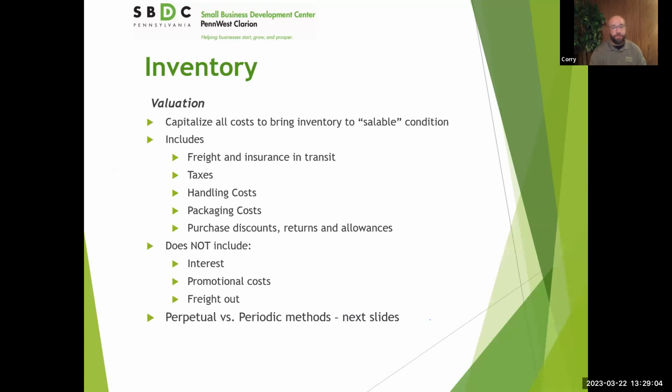So how do you value inventory? Now, this is different for someone that might be a manufacturer versus someone that is solely a retailer. Okay, but some items that go into valuing the cost of your inventory would include freight and insurance that's involved in that transit, any taxes that you might have paid, any handling and packaging costs, as well as any discounts and returns and allowances for that package or that amount of inventory that you purchased.